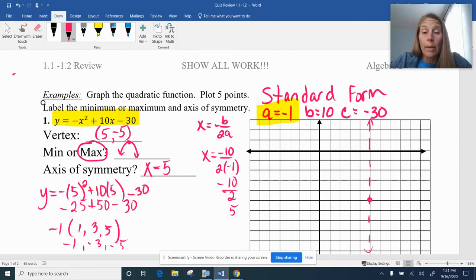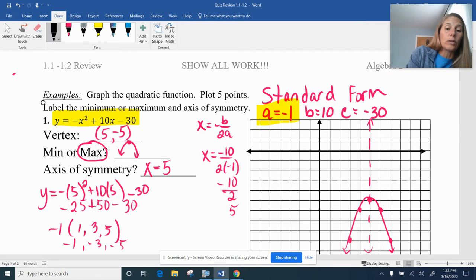We're going to use those numbers to tell us how many boxes we're going to go down on the graph, and then we're always going to go 1 over to the side. So down 1 over 1, then down 1, 2, 3 over 1, and then if you could fit it, you would go down 5. Same thing on the other side of the axis of symmetry, and that's how we make our parabola.